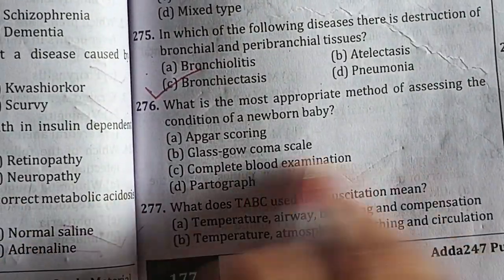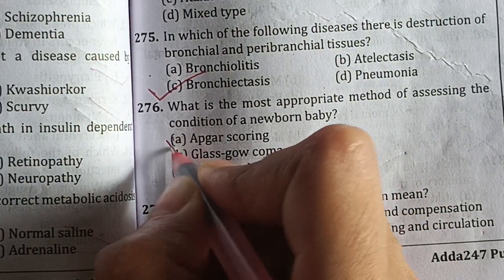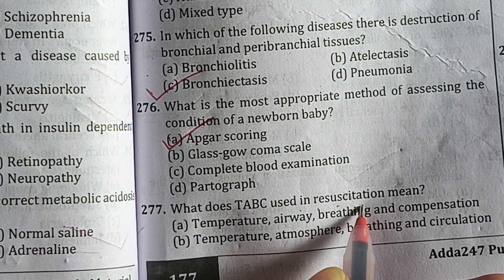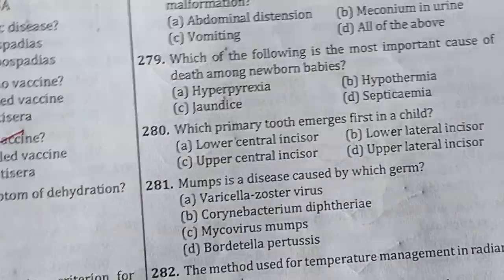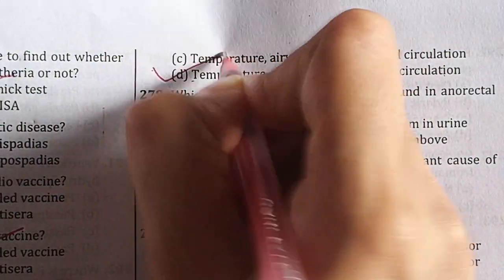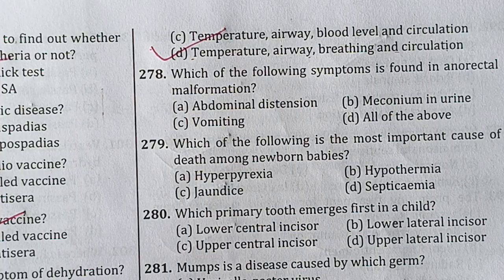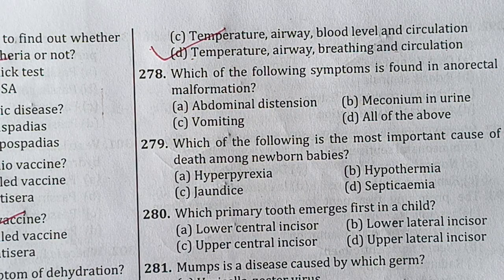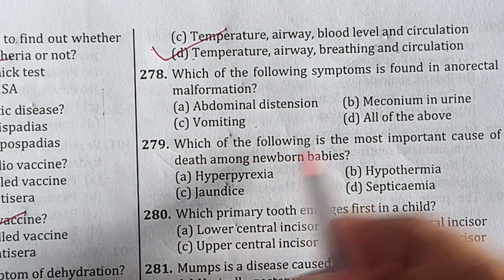What is the most appropriate method of assessing the condition of a newborn baby? Apgar scoring. What does TABC used in resuscitation mean? TABC resuscitation में उसका मतलब होता है टेम्परेचर, एयरवे, ब्रीदिंग एंड सर्कुलेशन। Which of the following symptom is found in anorectal malformation? Anorectal malformation में कौन सा सिम्टम होता है? Abdominal distension, meconium in urine, vomiting, all of the above.